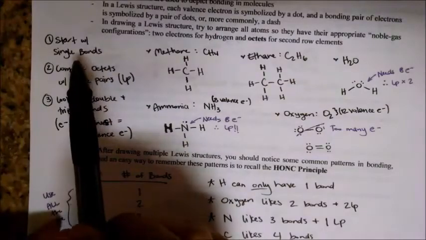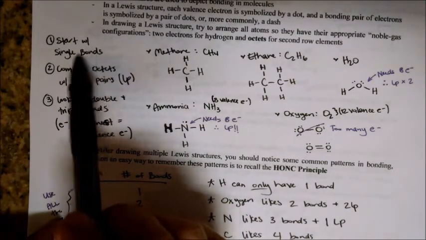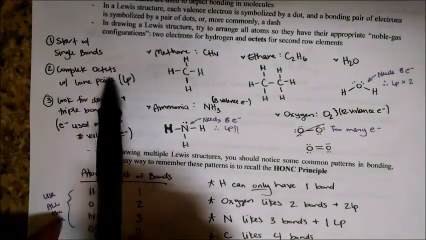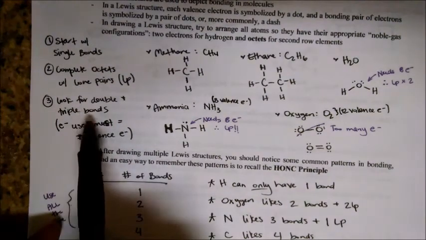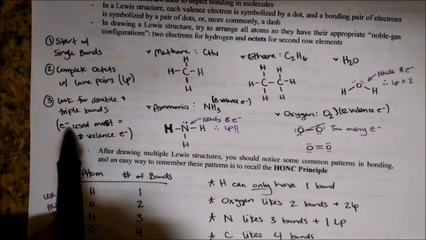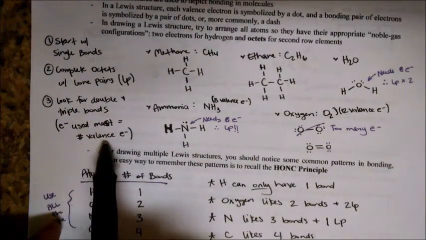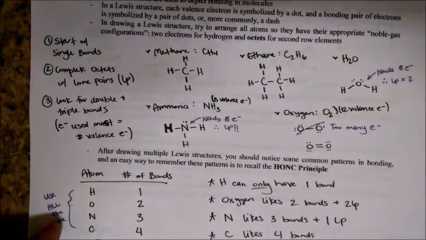Remember our basic rules: you just fill in the octets starting with single bonds. If that doesn't work, then you complete octets with your lone pairs. And then still, we need to make sure that the electrons that we're using equals the number of valence electrons that are available, so be sure to look for double and triple bonds.